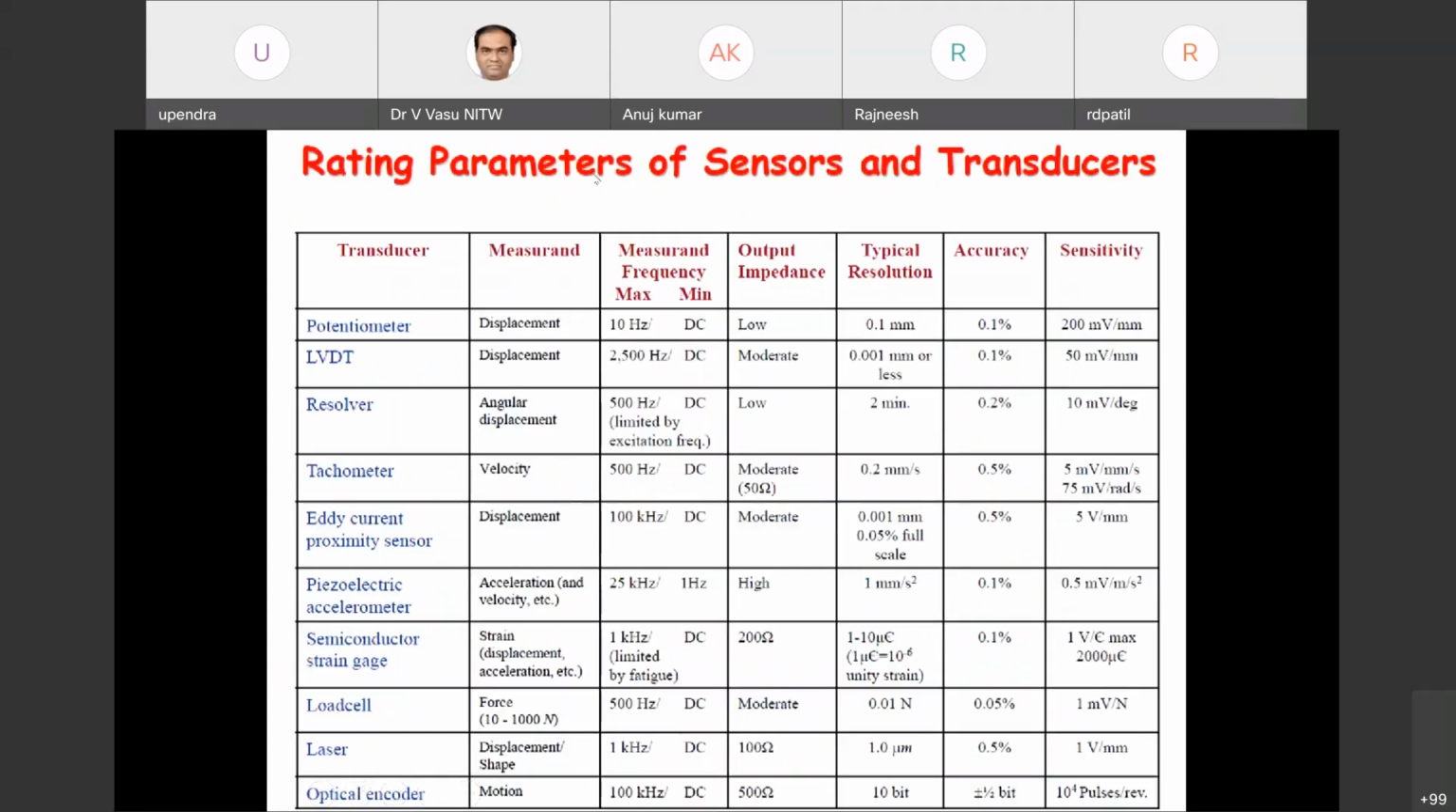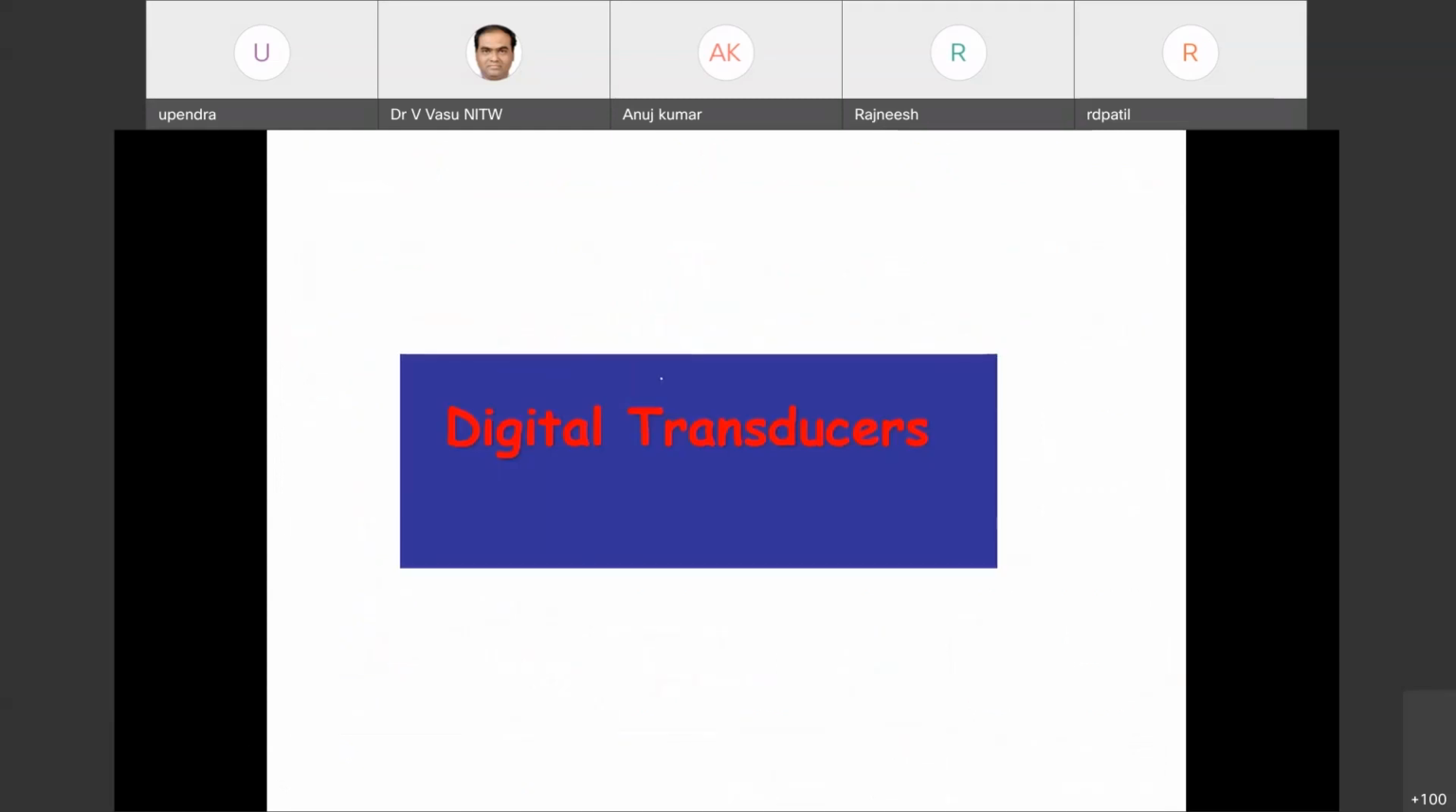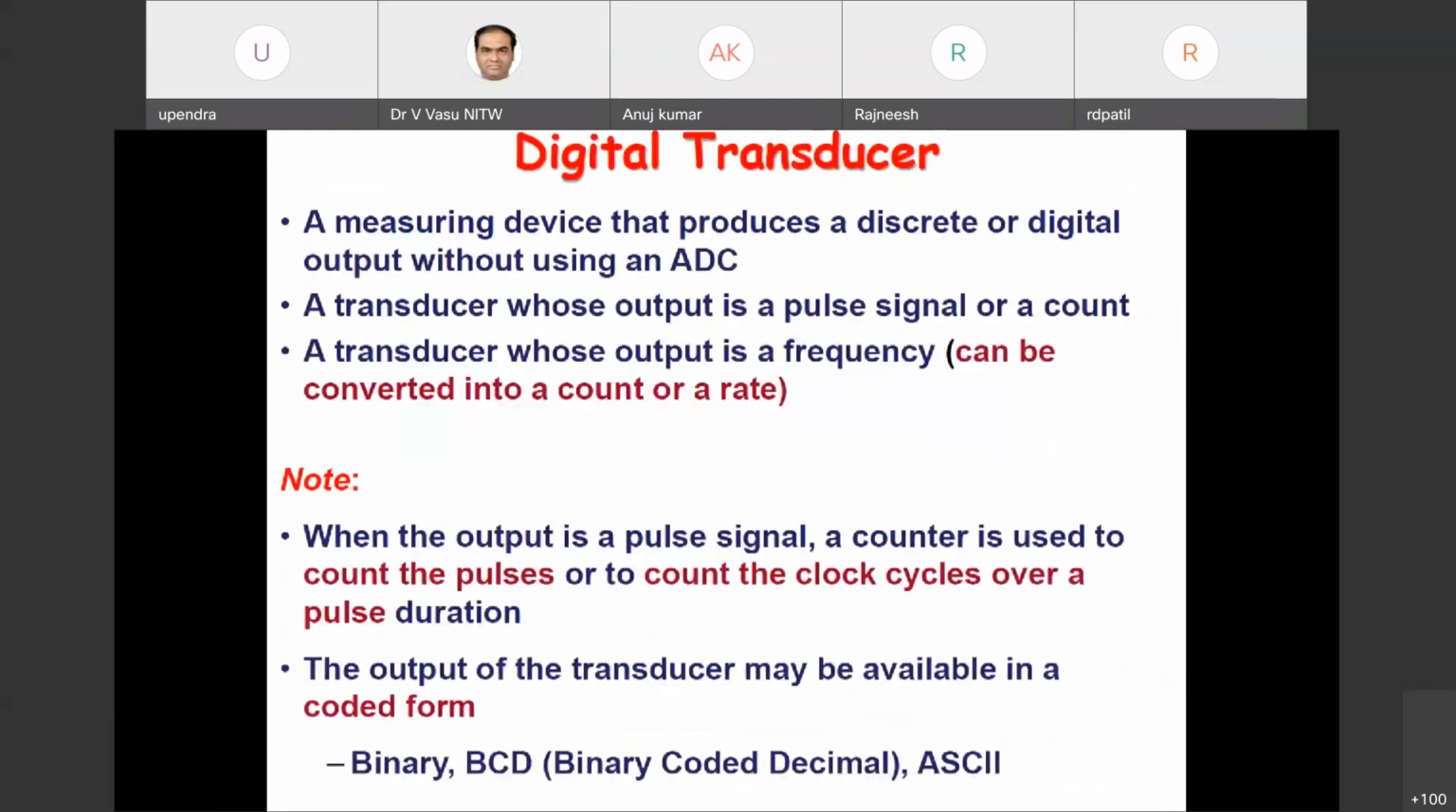As you know, this is going to be one broad classification of the different types of sensors which are going to be used, and the different ranges which we can have. So this is the potentiometer, LVDT, resolver, tachometer, eddy current proximity sensor. Okay, so load cell, this is the laser. These are some of the important sensors which are mainly used in robotic applications. Okay, so the next important thing is the digital transducers.